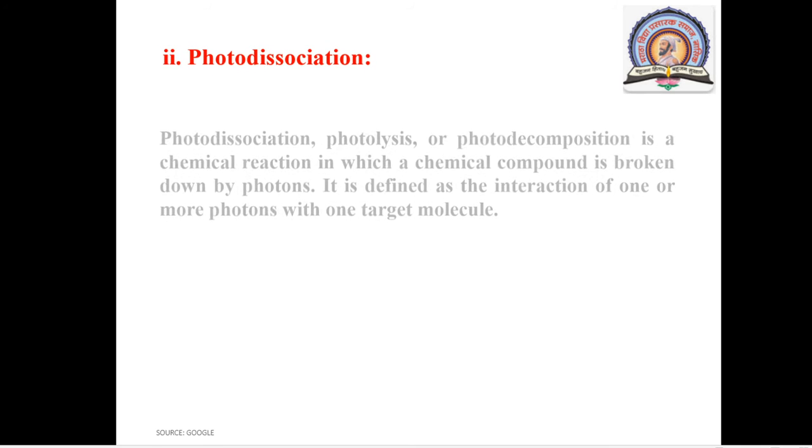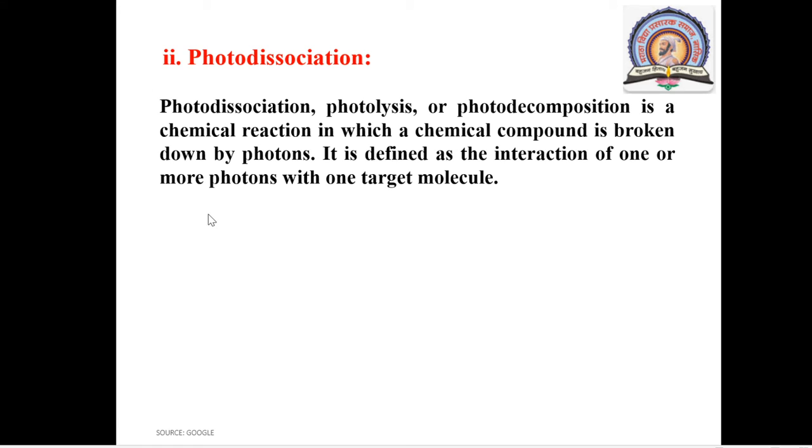Second reaction is photodissociation. Photodissociation, photolysis or photodecomposition is a chemical reaction in which a chemical compound is broken down by photons. Photodissociation means dissociation, breaking. It is defined as the interaction of one or more photons with one target molecule.